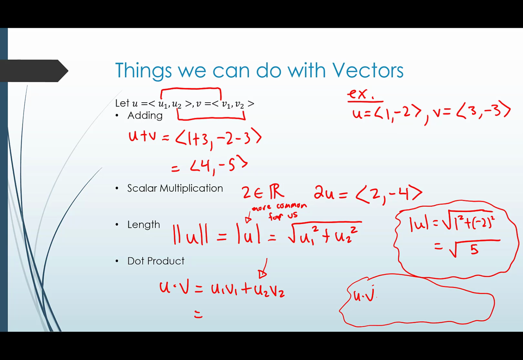So for our example over here, u dot v would be equal to 1 times 3 plus negative 2 times negative 3, which gives you 3 plus 6, which is 9. Now, if you remember back in 250 or multivariable calculus, the dot product is a really awesome tool that'll tell you some geometric properties about your vectors. If this number is positive, the angle between the two vectors is acute. If it's negative, the angle between the two vectors is obtuse. And if it's 0, we know that the vectors are perpendicular. So we get a lot of geometrical information about two vectors from this dot product.